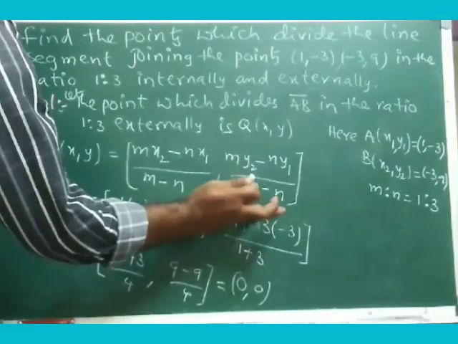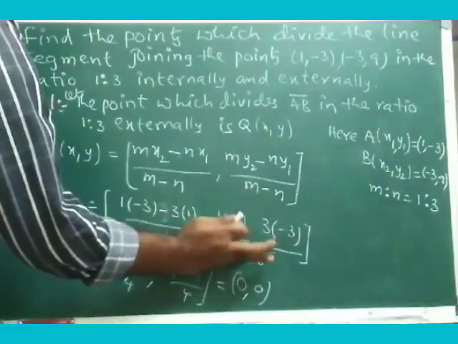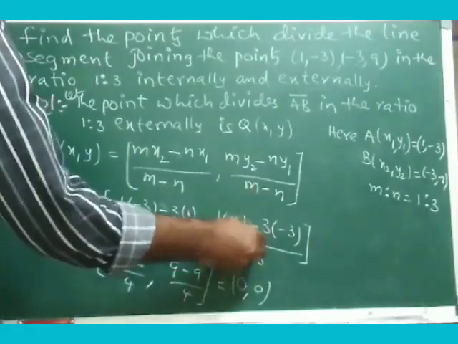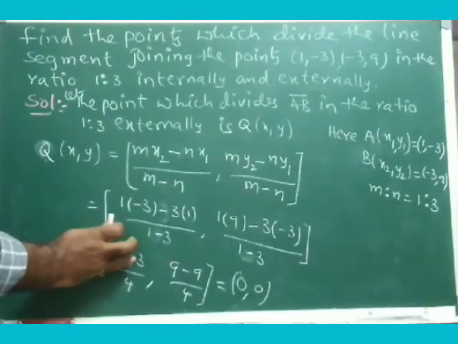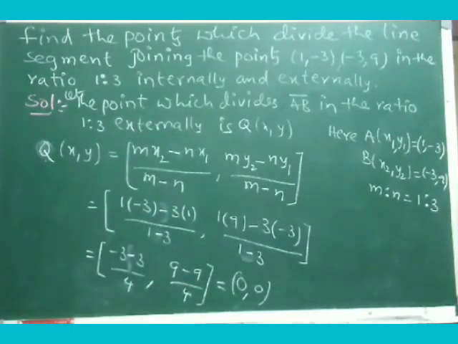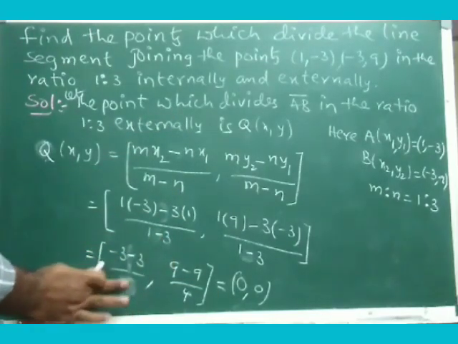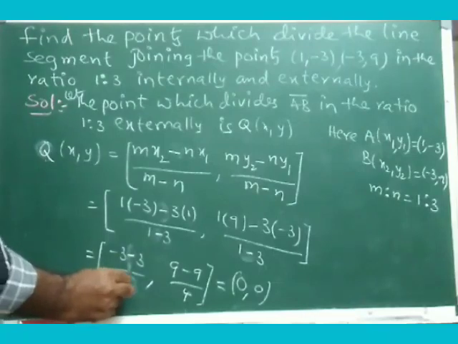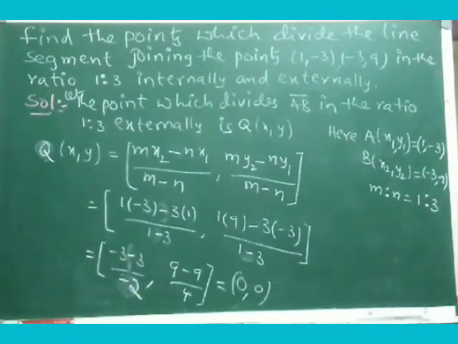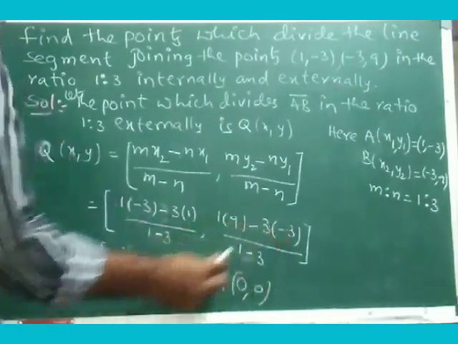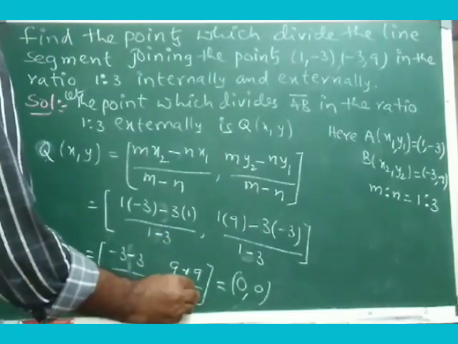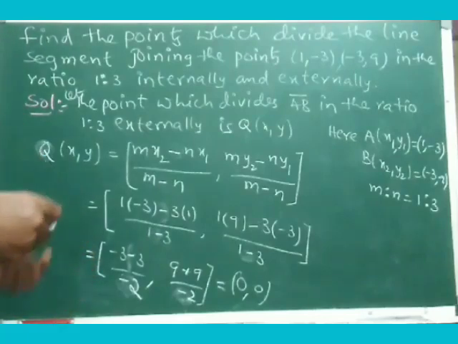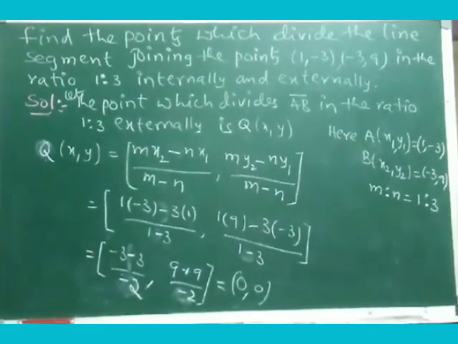If you replace with minus, now this is -3 and this is -3. By 1 minus 3, which is nothing but -2. And similarly 9 minus of minus, plus 9, by -2. Hence, what is the answer here?